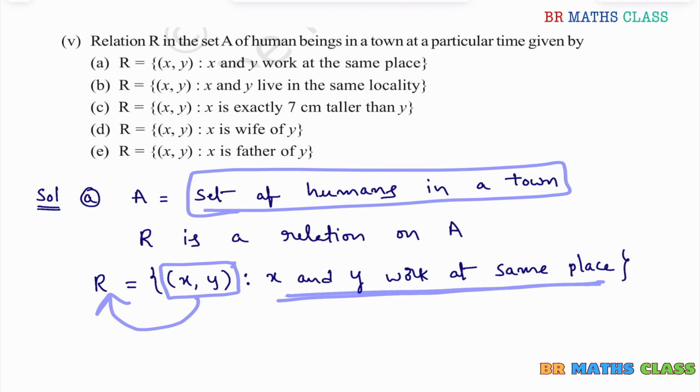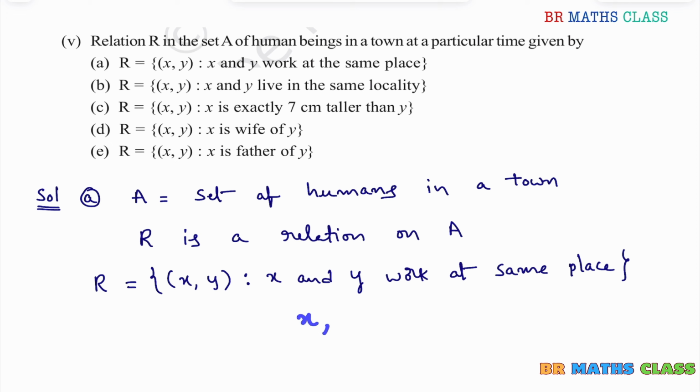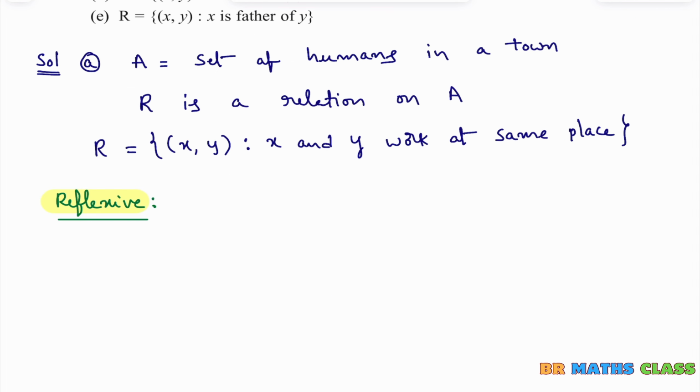For example, I take that x and y work at different places. Suppose x and y work at different companies. In that case, this ordered pair x comma y does not belong to this relation. You need to understand which ordered pairs are there in this relation. To be a part of this relation, the pair must work at the same place and both must be from set A.